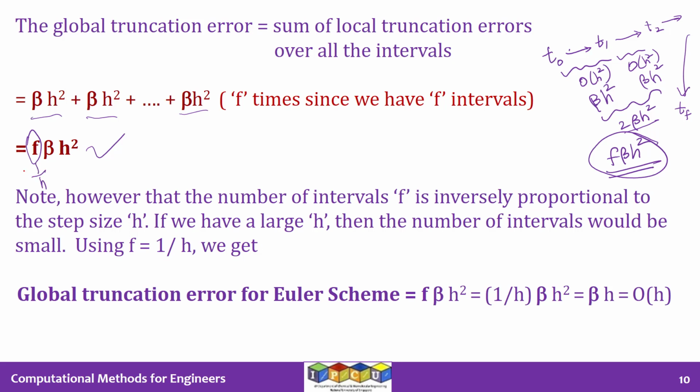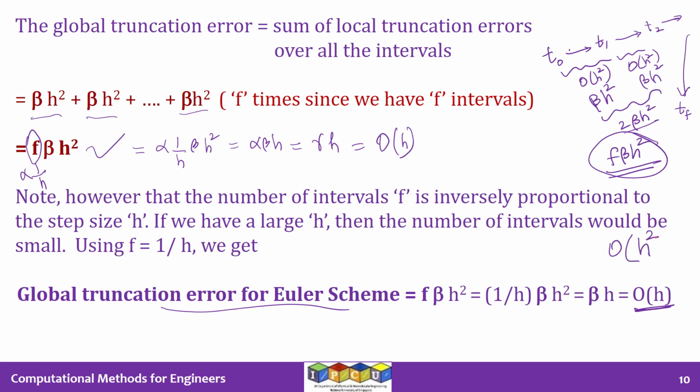I can call it, if you want, alpha times 1 by h. So f beta h squared becomes alpha times 1 by h times beta h squared. You can call it alpha beta h, or you can call it gamma h, or you can just call it of the order of h. So the global truncation error for Euler's scheme would be of the order of h, even though the local error is of the order of h squared.